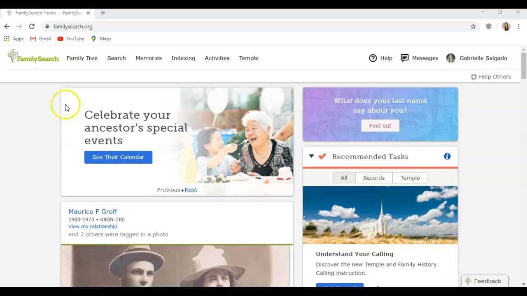First, you'll need to sign in to FamilySearch.org. Then once you do so, your name should pop up in this right-hand corner.